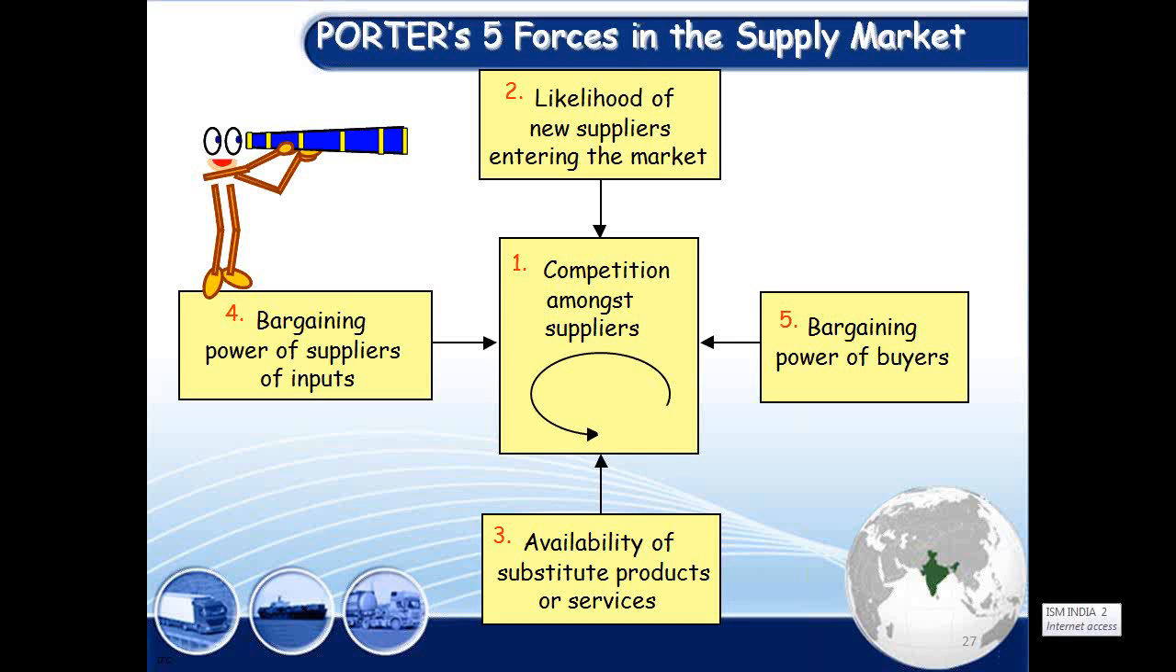The third one is availability of substitute products. There could be a substitute product or service. I was making digital watches earlier, but now I find someone else has come up with an alternate product, like the iWatches made by Apple. It's a substitute product, and a much better product. It could kill my business. So one needs to see the availability of substitute products or services.